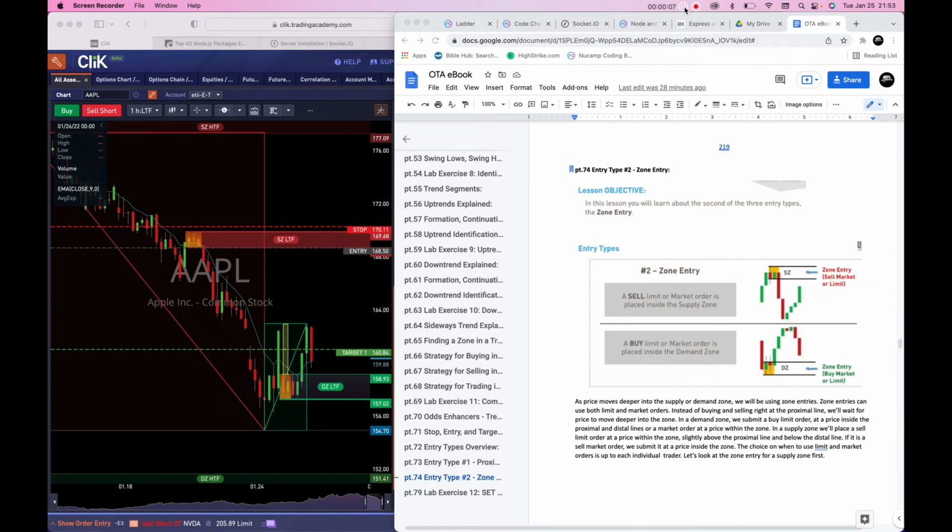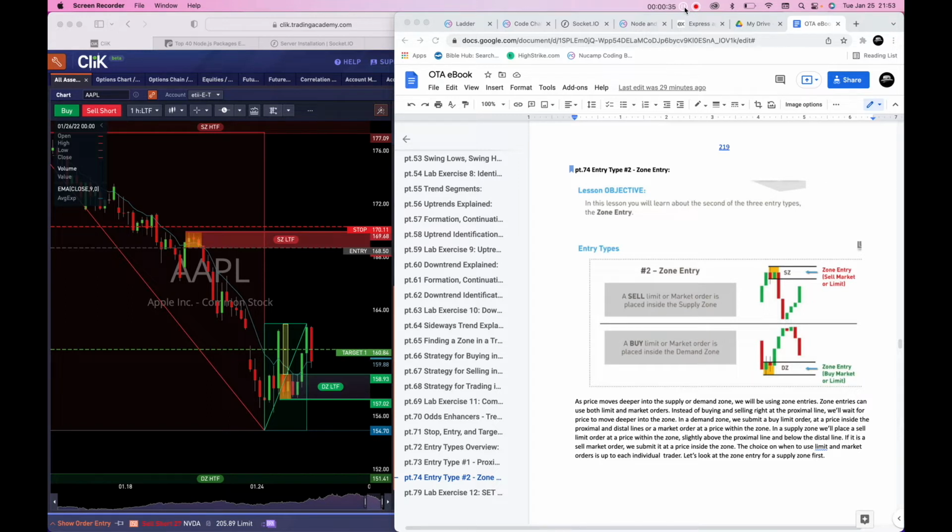In this lesson, you will learn about the second of the three entry types, the zone entry. As price moves deeper into the supply or demand zone, we will be using zone entries. Zone entries can use both limit and market orders. Instead of buying and selling right at the proximal line, we'll wait for price to move deeper into the zone.